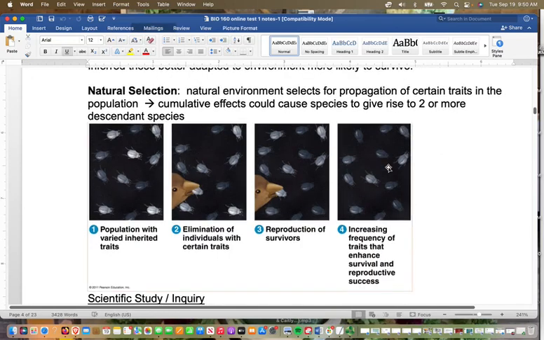So when we look at this picture here, you've got this population of these insects with a variety of inherited traits. Some of them are darker colored, some are lighter colored. They live on a dark background. So the ones that are lighter colored are easier for a bird to eat. So what that means is more of them are going to be eaten and not survive. The ones that do survive are going to be darker colors. So what you're going to see is increased frequency that those traits that enhance survival are going to go on to live and have reproductive success.